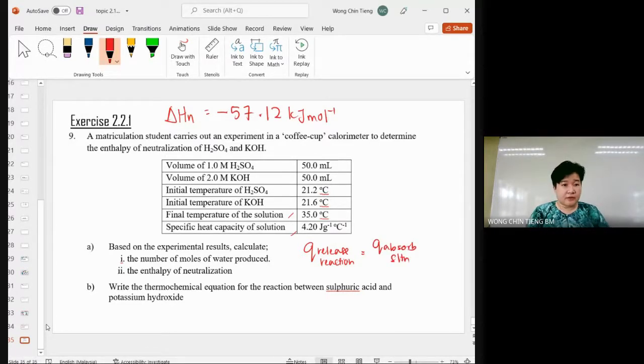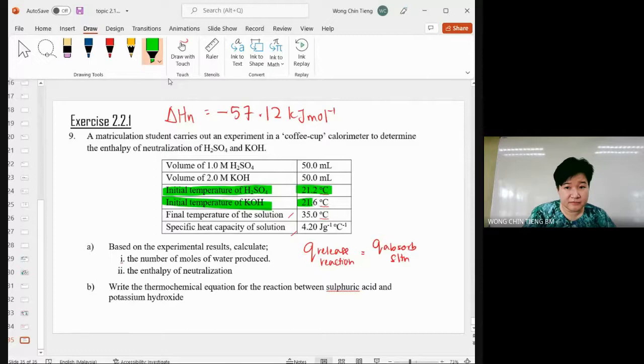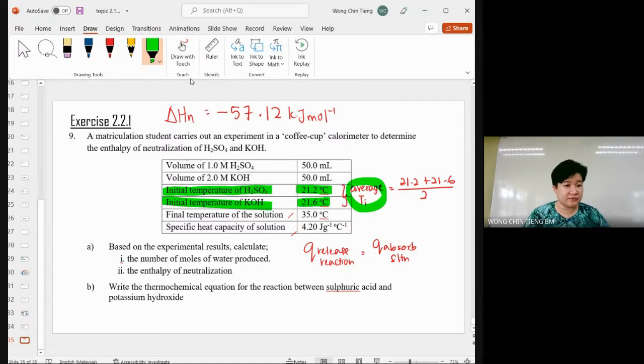Okay? Can I touch this question a bit? Just very little before we move on. Do you realize you have two initial temperature? So how can I find the delta T? You need to take the average of the initial, which means 21.2 plus 21.6 over 2. That is your average T initial.